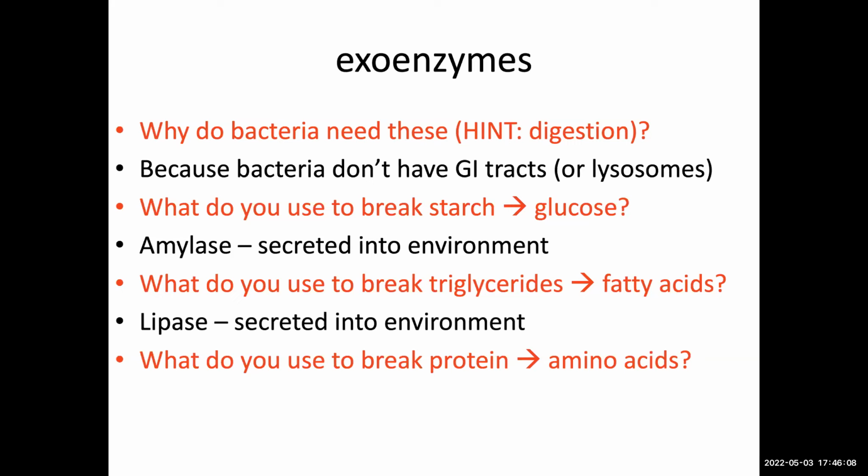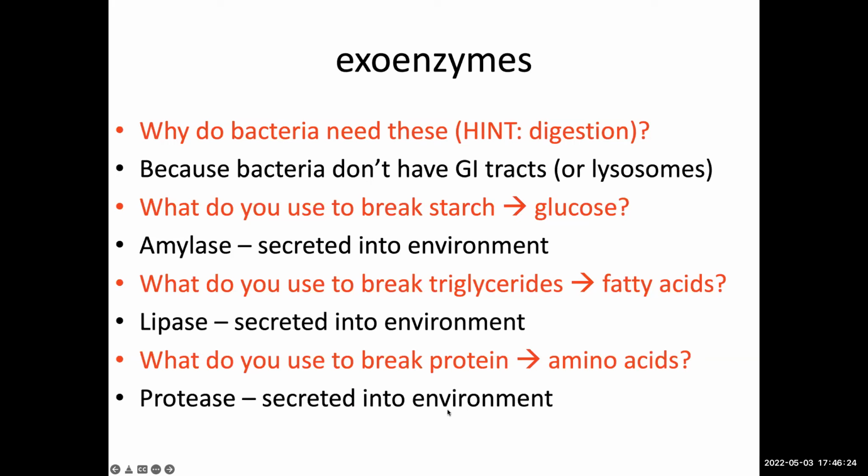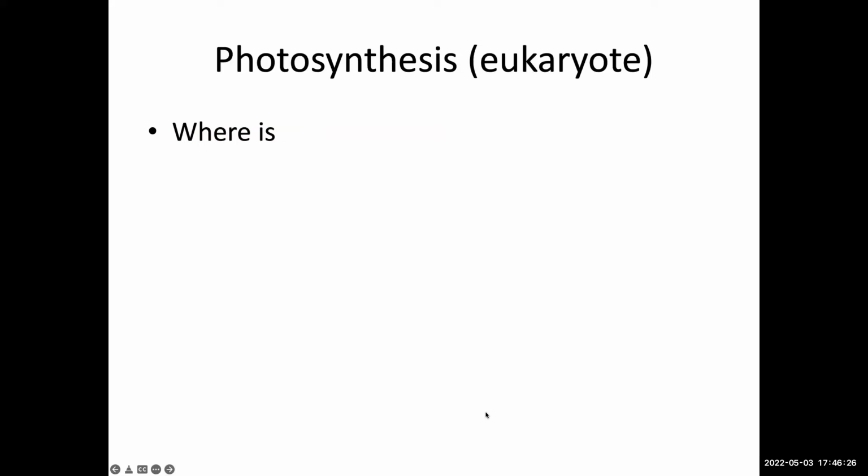So we have proteases that are made in the stomach. And that's not sufficient to get the job done. It gets a start on it. And then there's more proteases in the small intestine. Again, bacteria don't have a GI tract, so they just send the protease out into their environment. Okay.